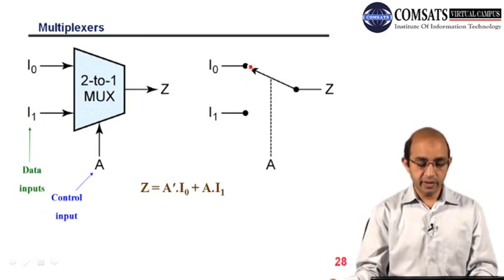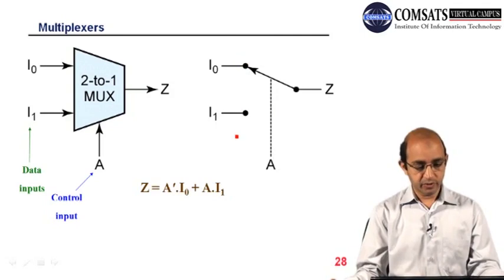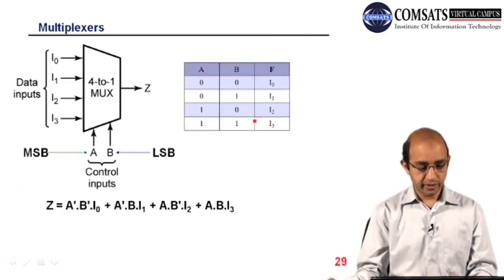Each input is getting a time slot, depending upon the value of A. If A is 0, we are connected here. If A is 1, we are connected here, for a certain amount of time. And then we can have a 4 into 1 multiplexer. As I have mentioned, we have 4 input lines, so we need 2 control inputs, A and B. When both A and B are 0, I0 will be selected. When we have 0, 1, I1 will be selected, then 1, 0, I2 will be selected, and 1, 1, I3 will be selected.